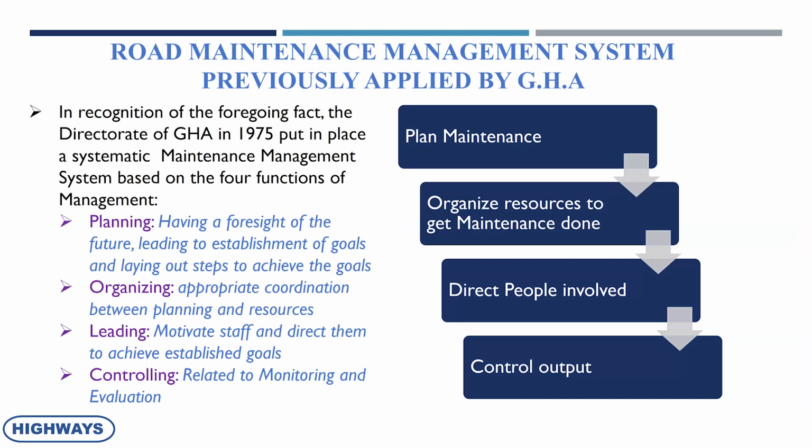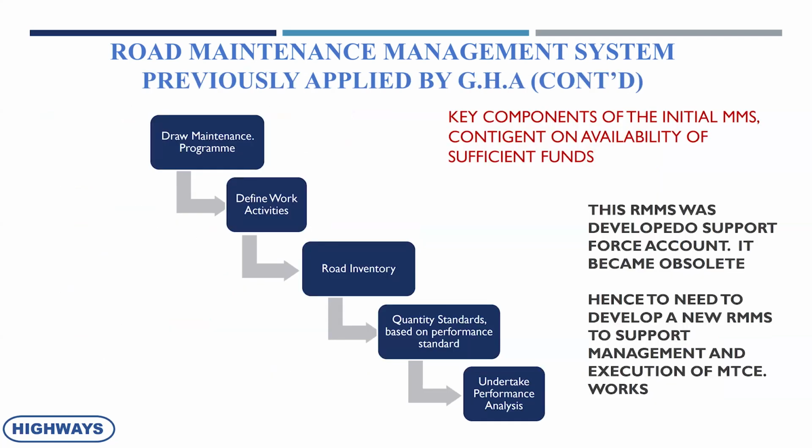So in recognition of these facts, the Directorate of Ghana Highway Authority in 1975 put in place a systematic maintenance management system based on the 4 functions of management, as we all know. That's planning, organizing, leading, and control. So they plan, and organize resources. By that, I mean materials, human beings, equipment, and the likes. And then they direct people to apply these resources. And then they control the output. So that has been the system that was previously used.